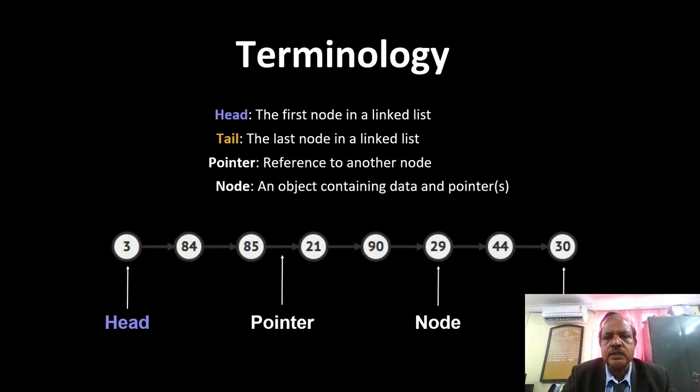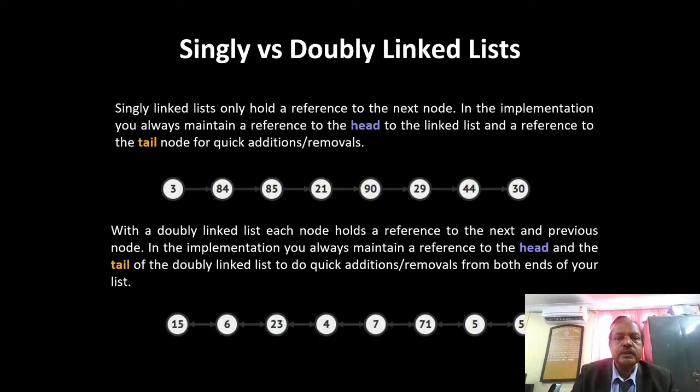What are the terminology we'll be using here? Basically, four terminology we'll be using. One is the head, that is the starting node here, and one is the tail at the end. You can see here, and one is the pointer. It is referring to another node. So this circular is one node. This is another node. One pointer is there. That is the pointer. And node, you can see this is a circular thing like that. It contains some data. Okay. So these are the terminology we'll be using.